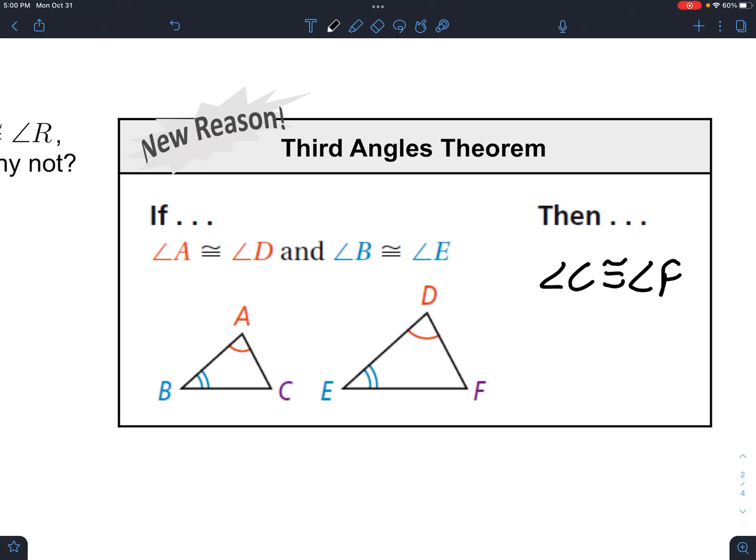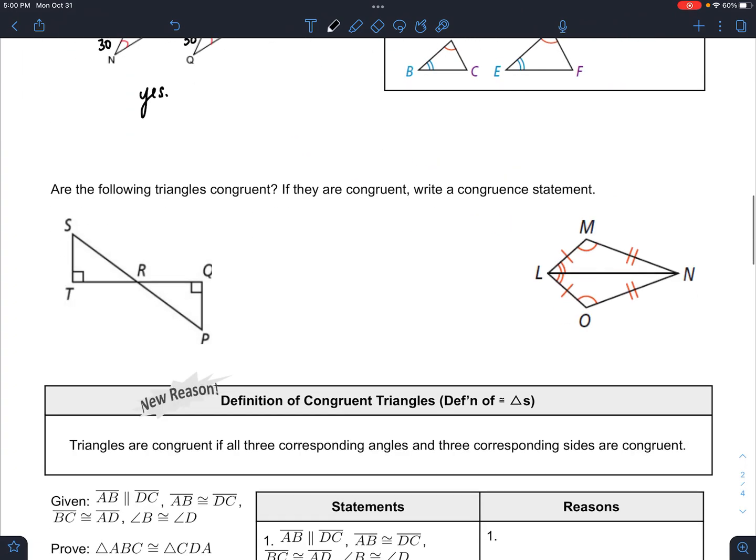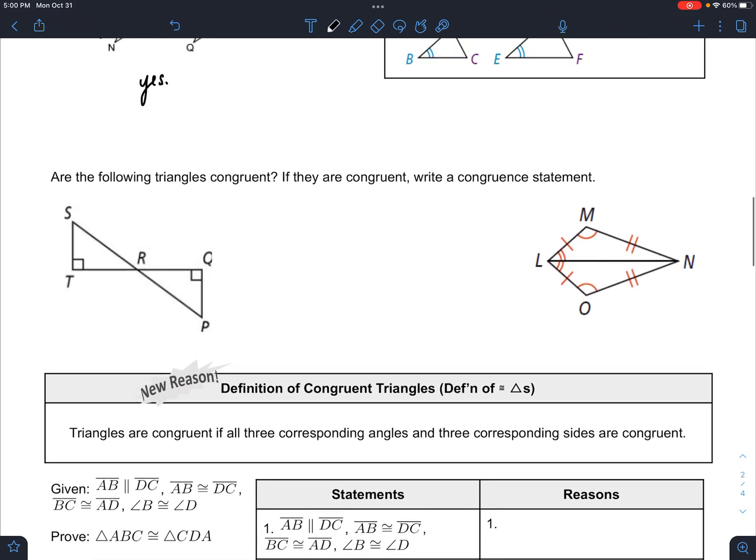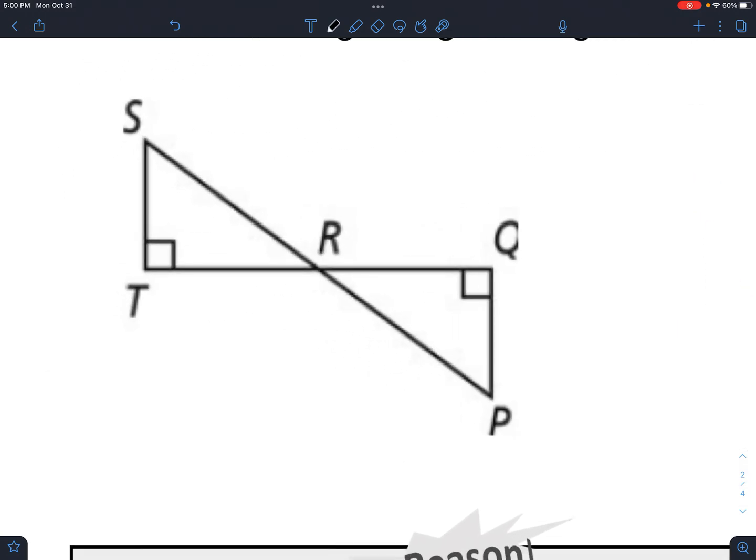So this is called the third angle theorem because it's just guaranteeing, hey, the third ones match up too. We have a few proofs, but first let's look at this. Are these triangles congruent? If so, write a statement.